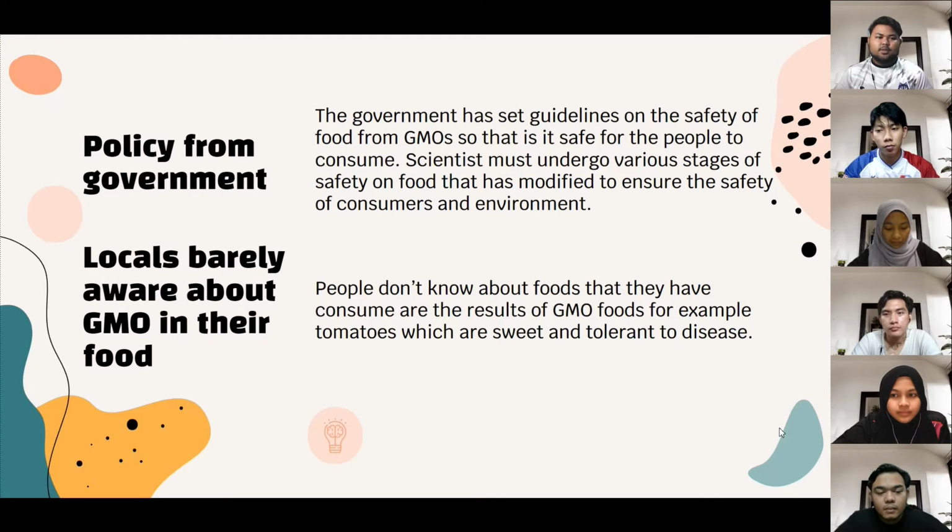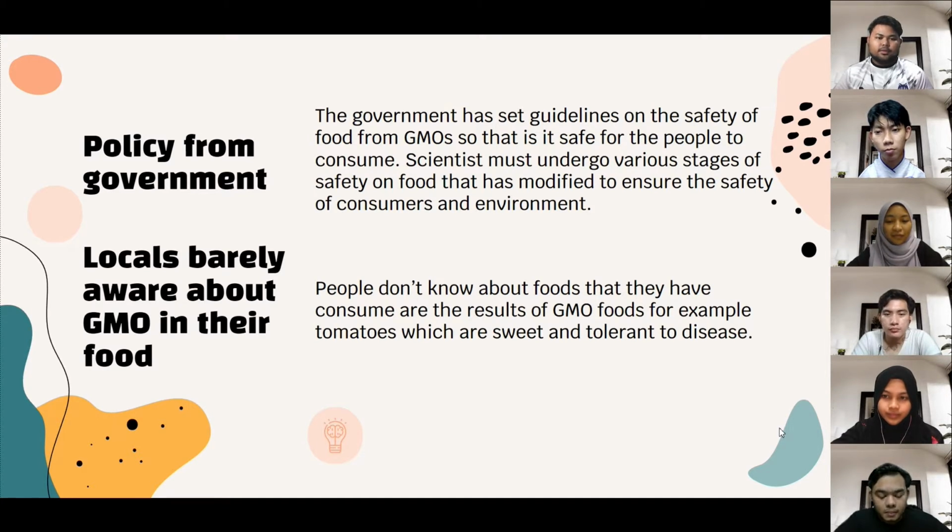For the first one, policy from government: the government has set guidelines on the safety of food from GMOs so that it is safe for people to consume. Scientists must undergo various stages of safety testing on modified food to ensure the safety of consumers and the environment. Scientists cannot produce GMO food easily because the government wants to make sure the food is safe for people to consume.